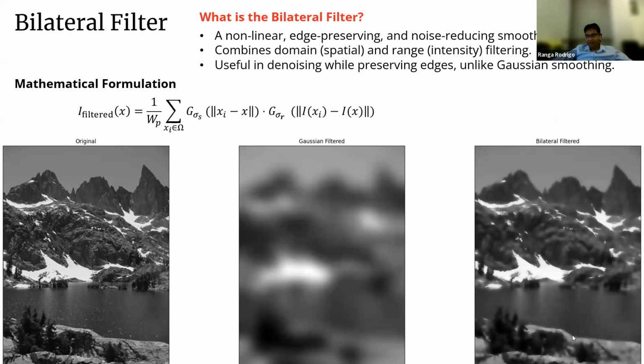Then the final thing about spatial filtering is the bilateral filter. It takes a little bit of time to understand the bilateral filter. What is a bilateral filter? It's a nonlinear, edge-preserving and noise-reducing smoothing filter. Edge-preserving.